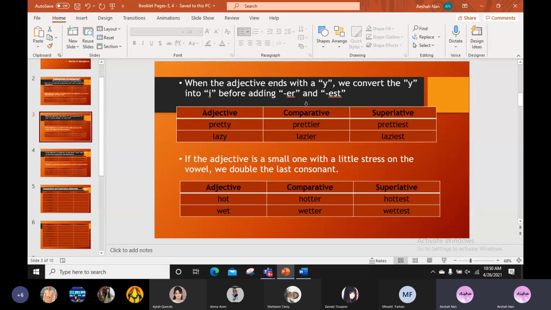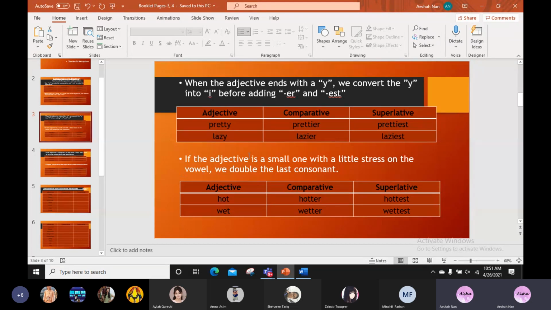Okay. Another rule is when the adjective ends with the letter Y, we convert the Y into I before adding ER and EST. Now, pretty and lazy, both words end with the letter Y. We'll drop the ending Y and change it into I and then add ER or EST. Pretty becomes prettier, prettiest, lazy, lazier, laziest.